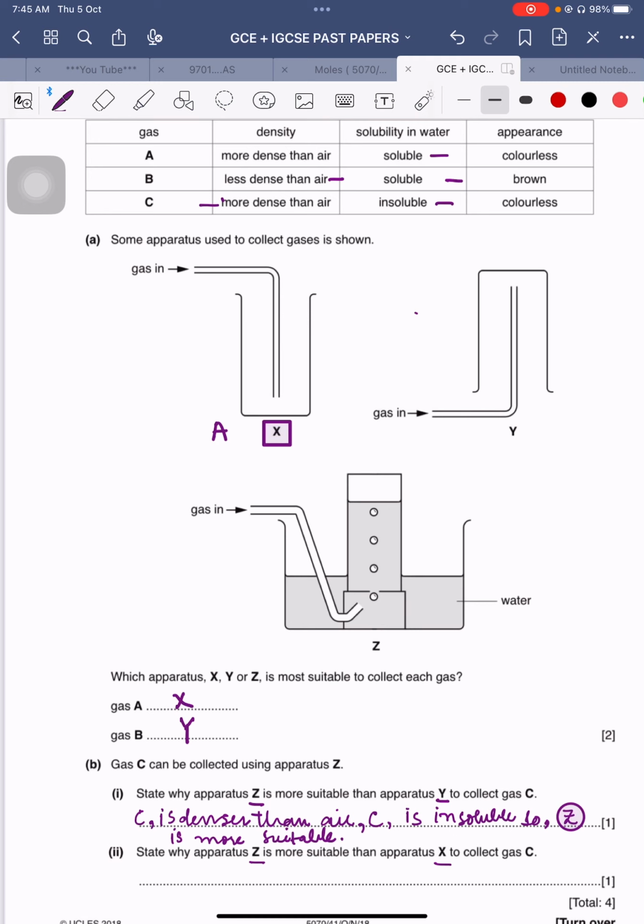As C is an insoluble gas, it can be collected through Z. So what is the answer? As gas C is insoluble in water, that's why it can be collected through method Z. It can be collected through apparatus Z. Is that okay right now? So this is how we are going to handle these 4 marks.